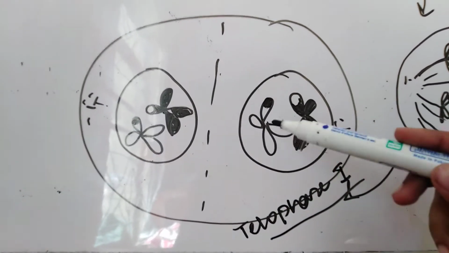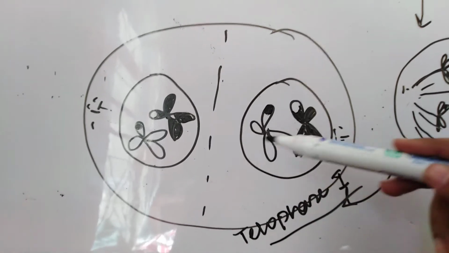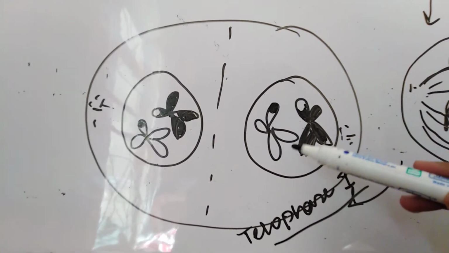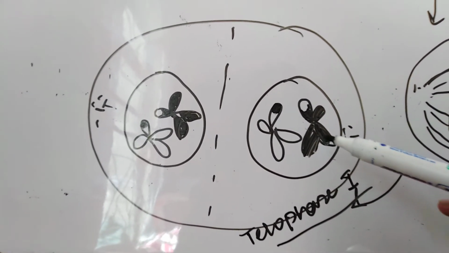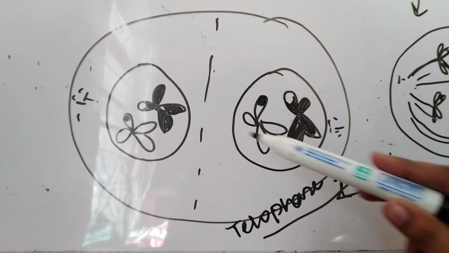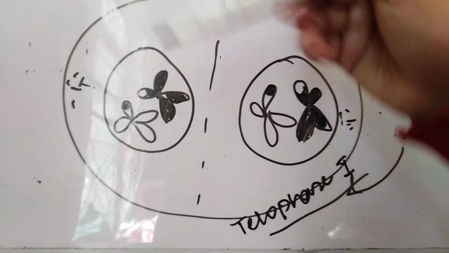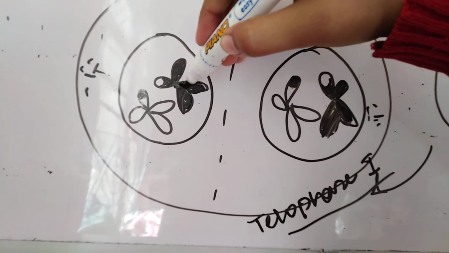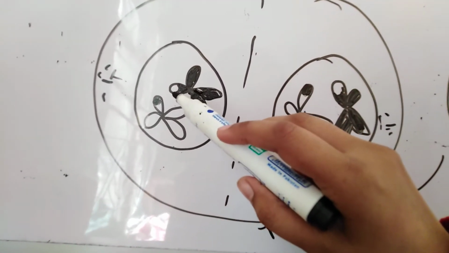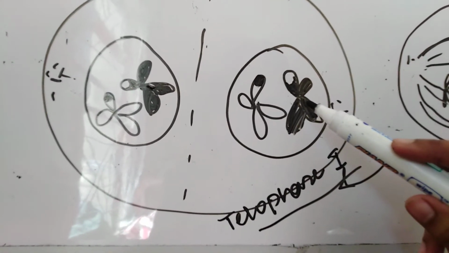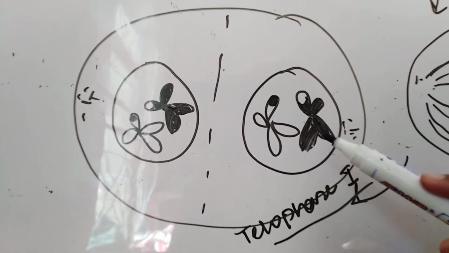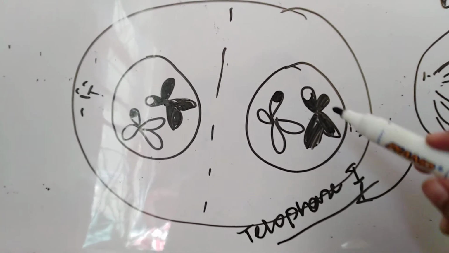Next step is telophase 1. We have to mark it 1 because it is the process of meiosis 1. Now have a look, beta. Chromosomes arrive at poles, at separate poles. Each pole now has half the number of chromosomes.